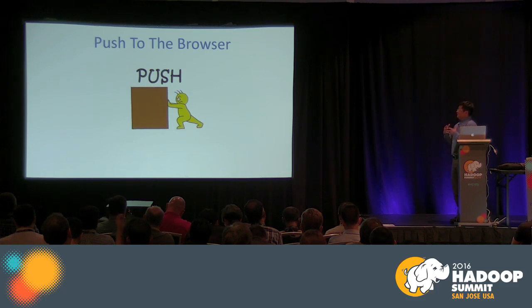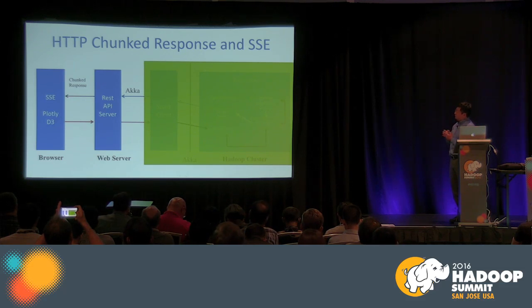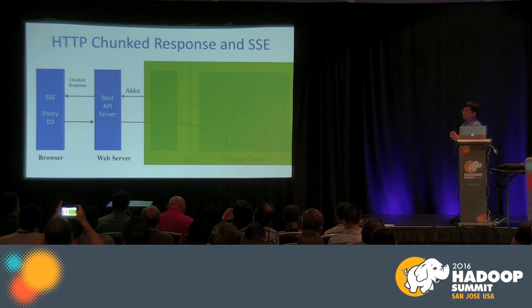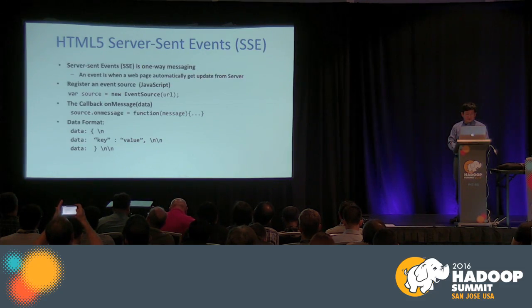Now, the message is already in the Spark client. So how do I push it to the browser? Again, we're still using Akka messaging, pushing to the REST API server, because we're using an Akka-based REST API server called Spray. So the message is sent over to the other side, and the other side uses chunk response to send it over.